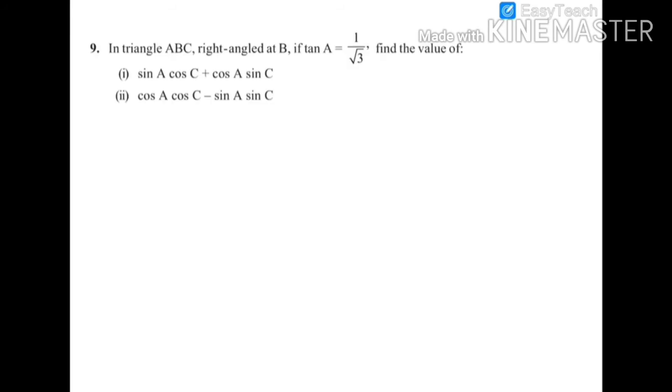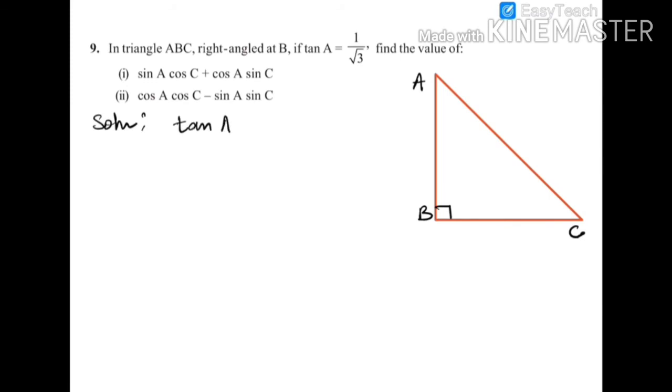Question number 9. In triangle ABC, right angled at B, if tan A is given as 1 upon root 3, then find the value of these expressions. So again we are given a ratio. From this ratio we can find out the third side and then write down these ratios. Tan A is opposite upon adjacent. So let's mark angle A in the figure. The side opposite to angle A is BC and the adjacent side is AB.